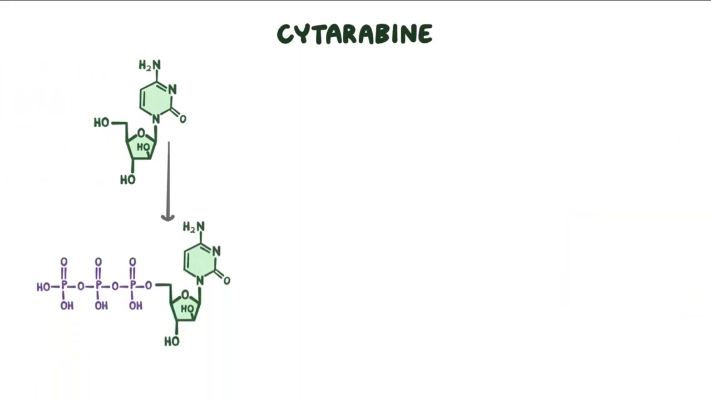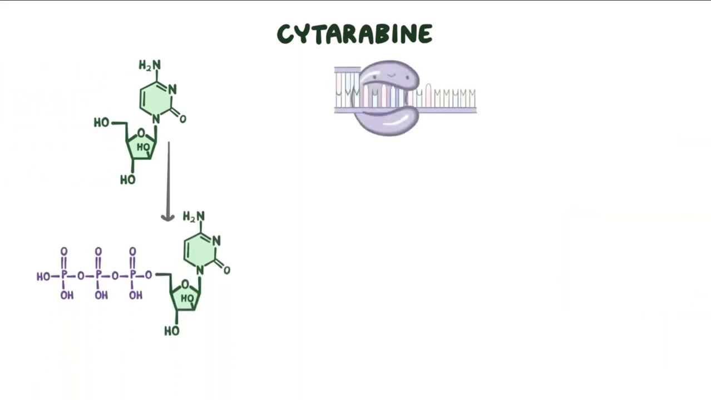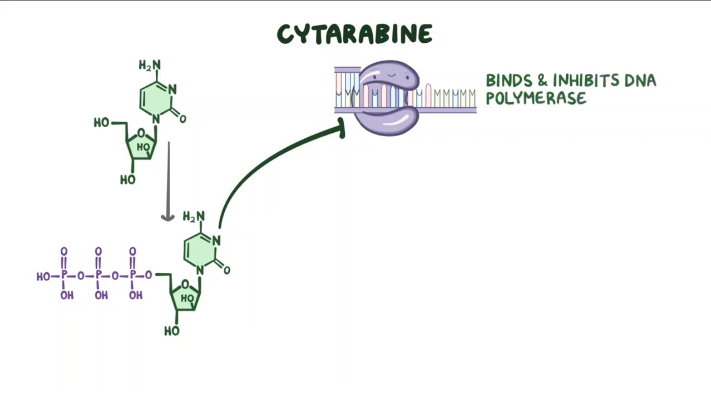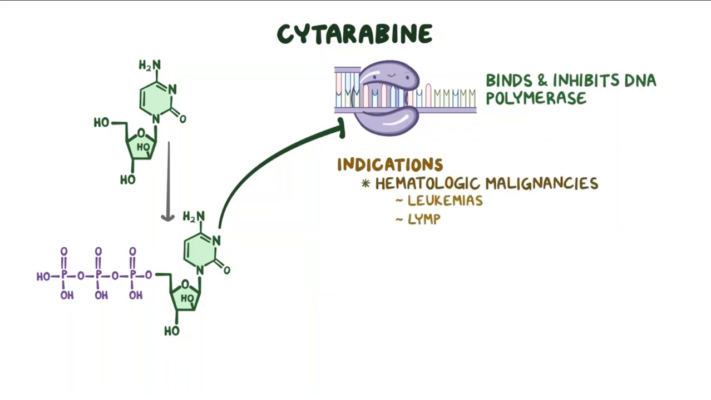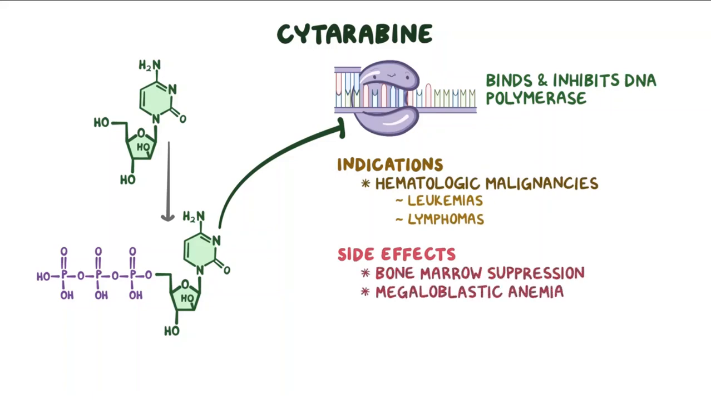Alright, now let's move on to pyrimidine analogs. Cytarabine gets phosphorylated to ara-CTP, a triphosphate metabolite that binds and competitively inhibits DNA polymerase, and thus DNA synthesis. Cytarabine is indicated for hematologic malignancies like leukemias and lymphomas. The main side effect of cytarabine is bone marrow suppression with megaloblastic anemia, like the purine analogs.